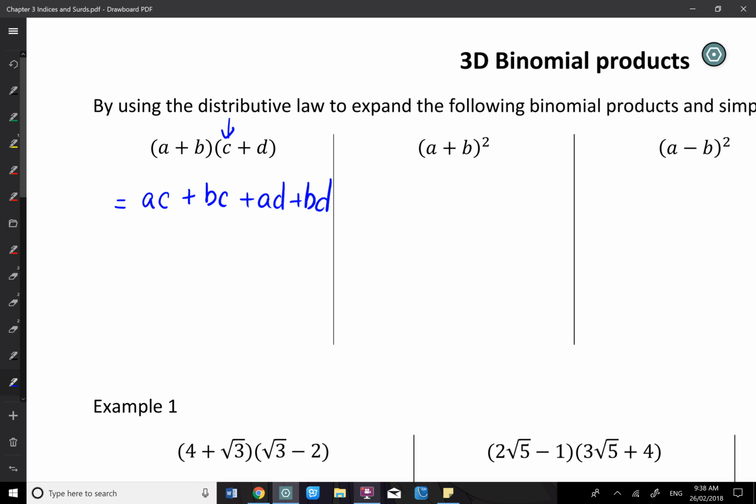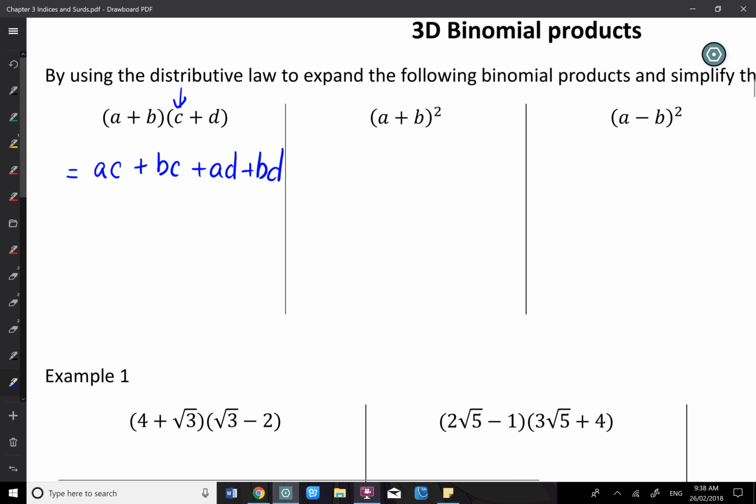So remember, the surds calculation also follows the same rule. We'll show you the examples later. Let's have a look at the second one.